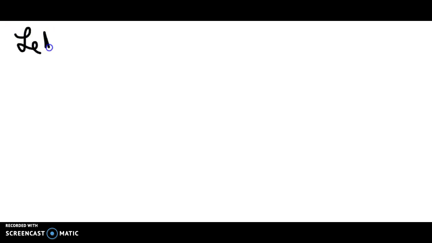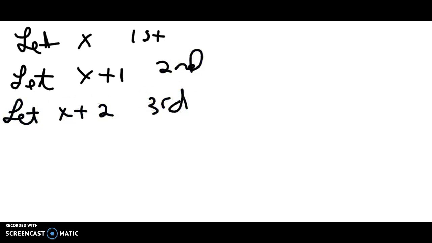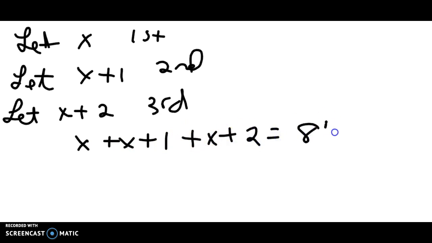Again, let x be first. Let x plus 1, because it's consecutive, and then let x plus 2 be my third. Let me reread the question. It's just saying 3 consecutive numbers. So x is my first number, plus x plus 1 is my second number, plus x plus 2 is my third number, and they're going to equal 84.